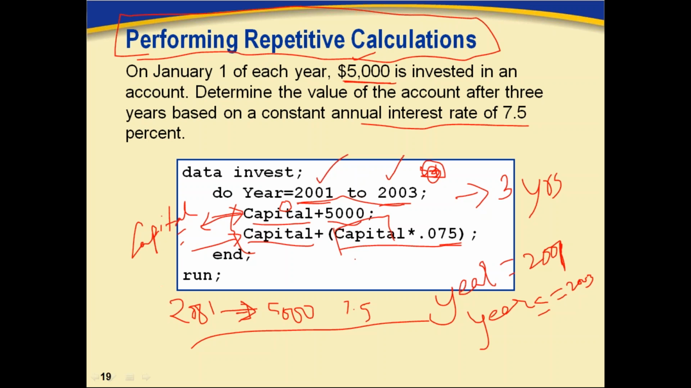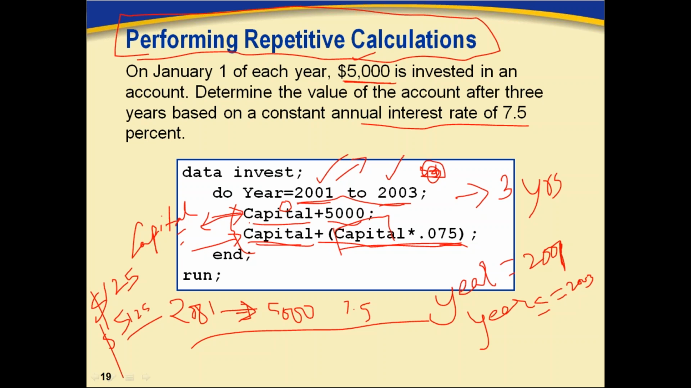So let's say you have 0.075 on 5,000. Let's say it is some $125, for example. So 125 will be added to capital. What is the capital? $5,000. So $5,125. So after executing the first iteration, for the year 2001, the value in capital would be 5125. Now again it will execute this loop for 2002.